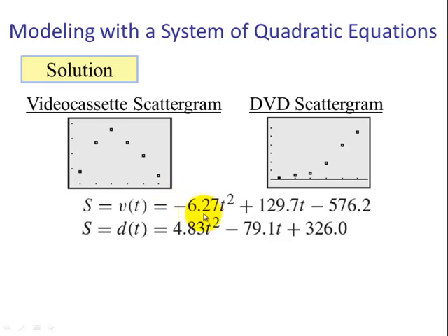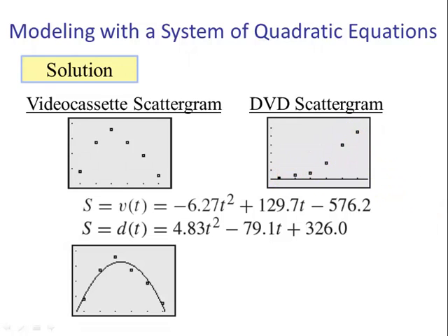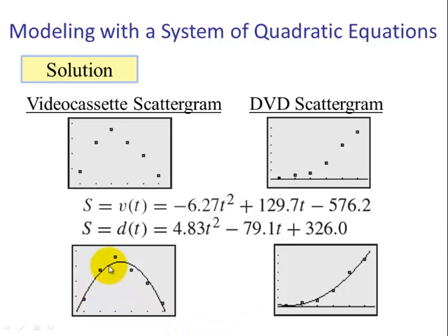So we see A in this case for the video cassettes is negative, so the parabola is going downward. A in this case for the DVDs is positive, so it's going upward. So there is a maximum for the video cassettes and there is a minimum for the DVD. Graphing the model with the data, we see that this is doing a very good job of modeling the data pattern, and so is the one for the DVD.